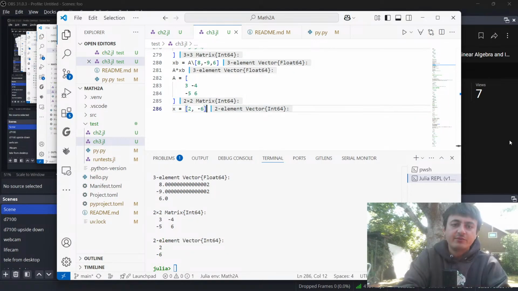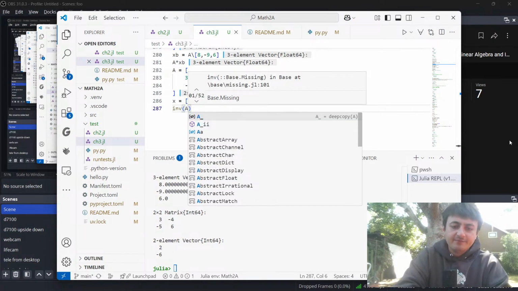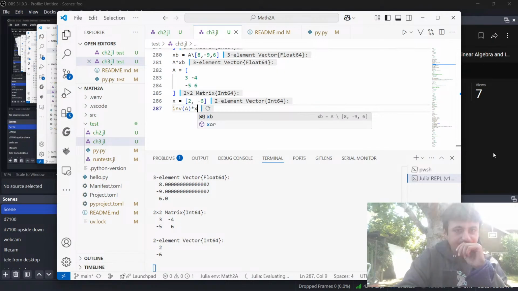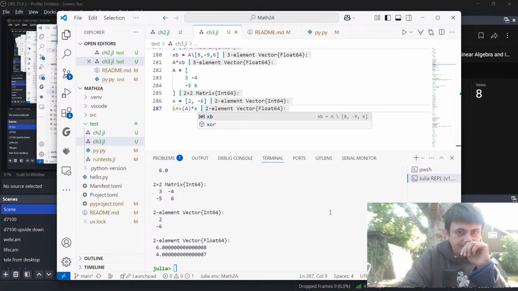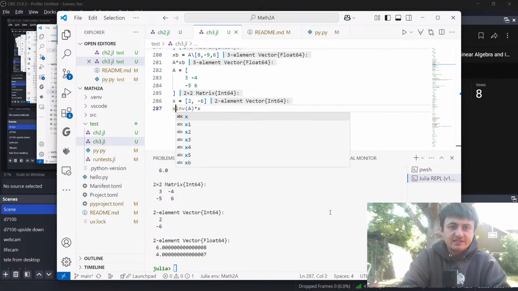Okay, so wait, what are we trying to find? We're just trying to find inv(A) times x. Okay, so this is going to be x relative to B.